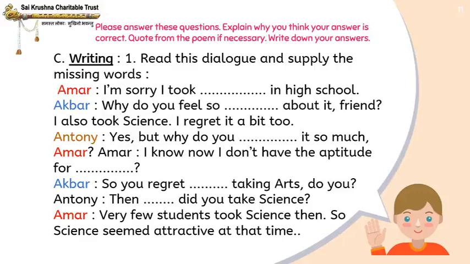So this is a dialogue between three friends, Amar, Akbar and Antony. Amar says, I am sorry I took dash in high school. Akbar says, why do you feel so dash about it, friend? I also took science. I regret it a bit too. Antony says, yes, but why do you dash it so much, Amar? Amar says, I know now. I don't have the aptitude for dash. Akbar says, so you regret dash taking arts, do you? Antony says, then dash did you take science? Amar says, very few students took science then, so science seemed attractive at that time.